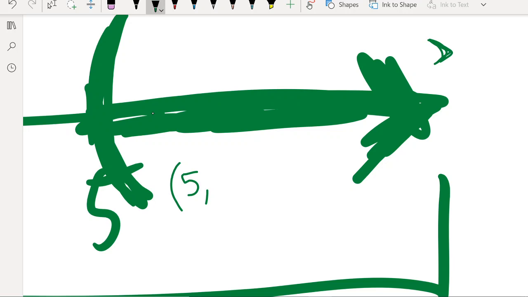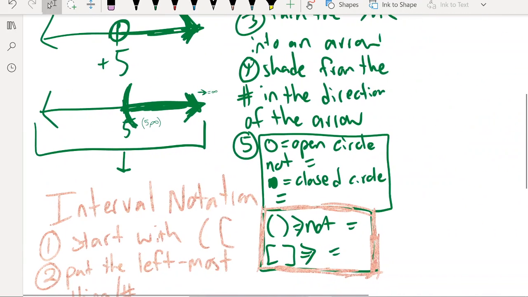If I have an arrow pointing to the right, then that's infinity. It never ends, it keeps going all the way to the right. There's never a number that you end at. So you put infinity, the sideways 8. Of course you can't include infinity, because if you could include infinity, that would mean there's something after infinity, and the whole point of infinity is that there's nothing after it. So that's the answer: 5 comma infinity, with parentheses on both sides.